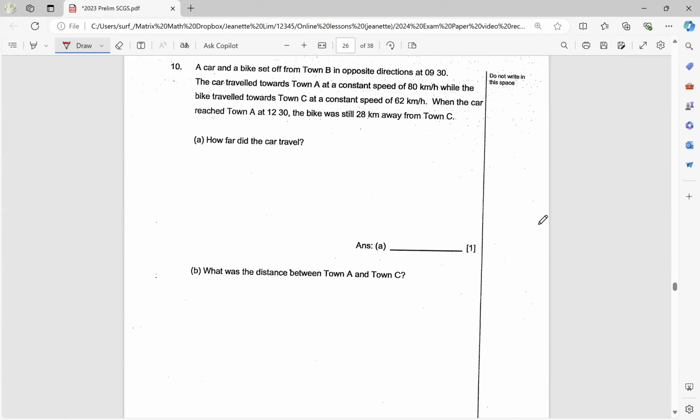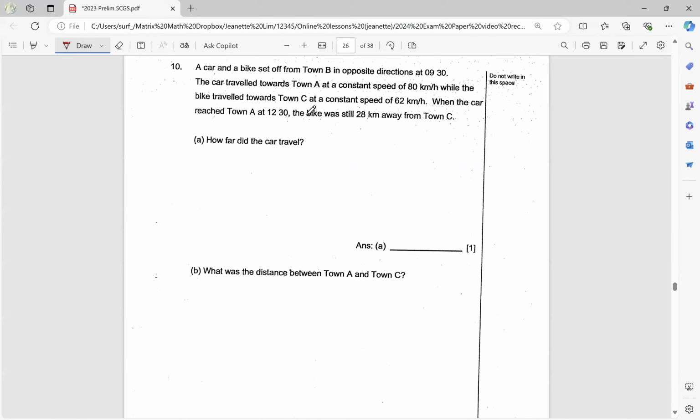Question 10. A car and a bike set off from town B in opposite directions at 9:30. The car traveled towards town A at a constant speed of 80 km per hour, while the bike traveled towards town C at a constant speed of 62 km per hour. When the car reached town A at 12:30, the bike was still 28 km away from town C. So how far did the car travel?